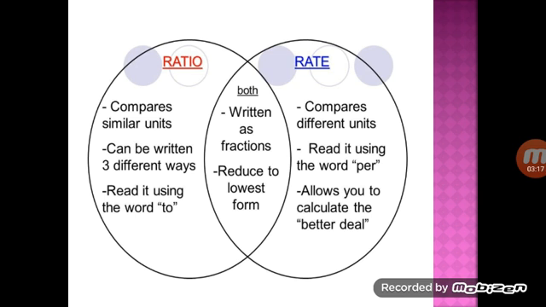First we will read out the differences. A ratio compares similar units and can be written in 3 different ways. Recall that we have learned 3 different ways to write a ratio. First is using the word to, second is using a colon sign, and third we can form a fraction out of the ratio. Then read it using the word to. Now how is rate different from ratio? It compares different units. Read it using the word per, which allows you to calculate the better deal.